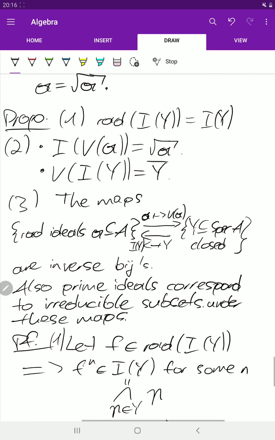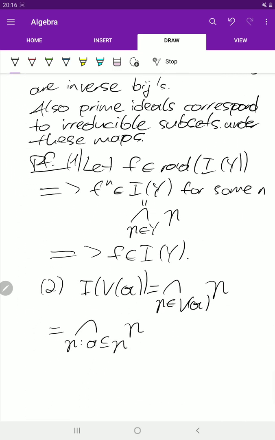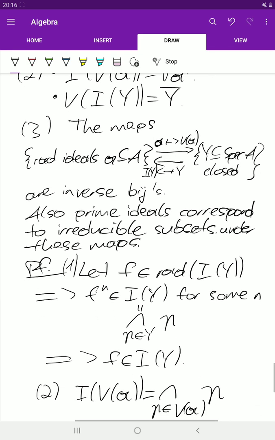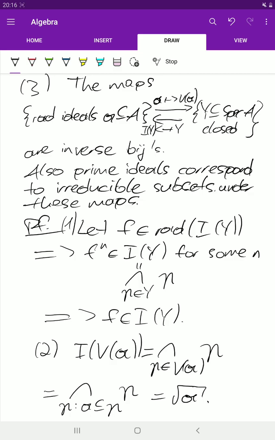And now let's look again. Let me use another color. Let's look at this. So that's just the radical of A by the lemma, as I mentioned before. So that's that. So we're done with that part. Now, the next thing we want to prove is that V of I of Y is the closure of Y in the spectrum. So let's see.